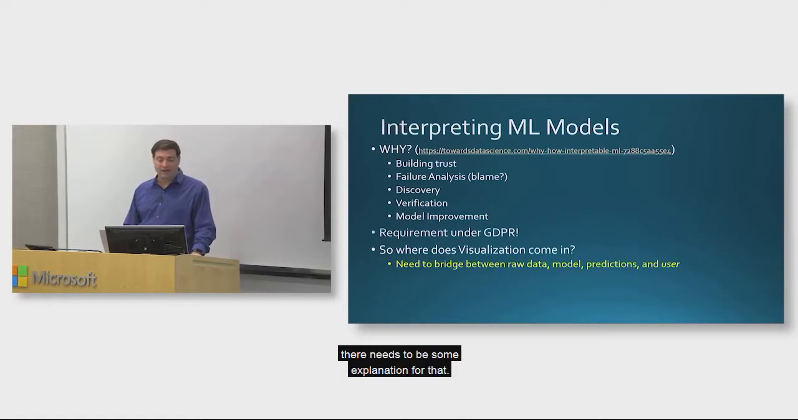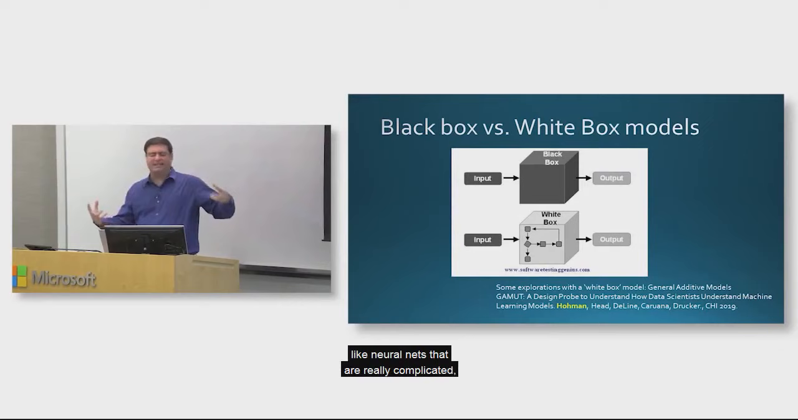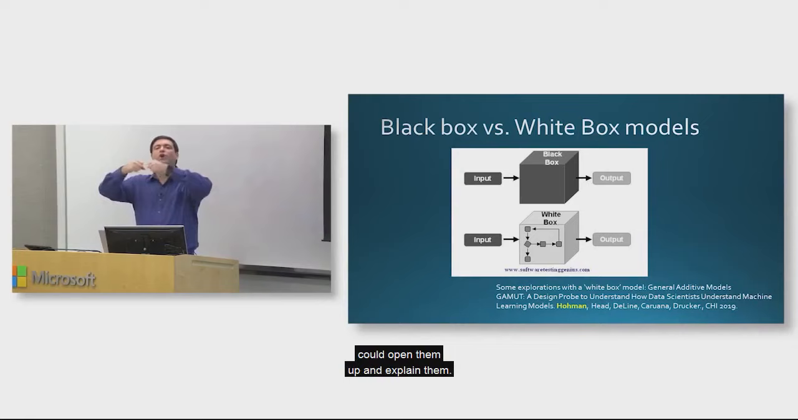Again, visualization is this bridge between the raw data, the models, the predictions, and the user. And again, that user could be the lay user or it could be the expert user. So something you might have heard is black box models and white box models. Black box models might be things like neural nets that are really complicated, and white box models are models that you could open up and explain.